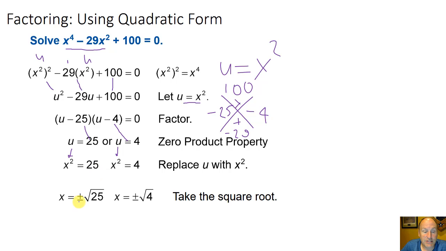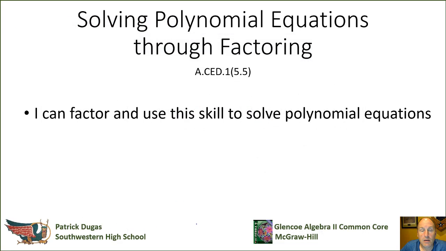Both of these have their own solutions. x is either plus or minus the square root of 25 or plus or minus the square root of 4, meaning that there are 4 different solutions, which kind of makes sense. In the end, it is a 4th degree equation. It could have as many as 4 real zeros, and in fact it does: positive and negative 5 and positive and negative 2. As always, check your answers, but that's a situation where a quadratic form will help us to factor and then solve. So this screencast covered analytic techniques for solving polynomial functions through factoring, primarily focused on the sum and difference of cubes and quadratic form, as well as factoring by grouping.